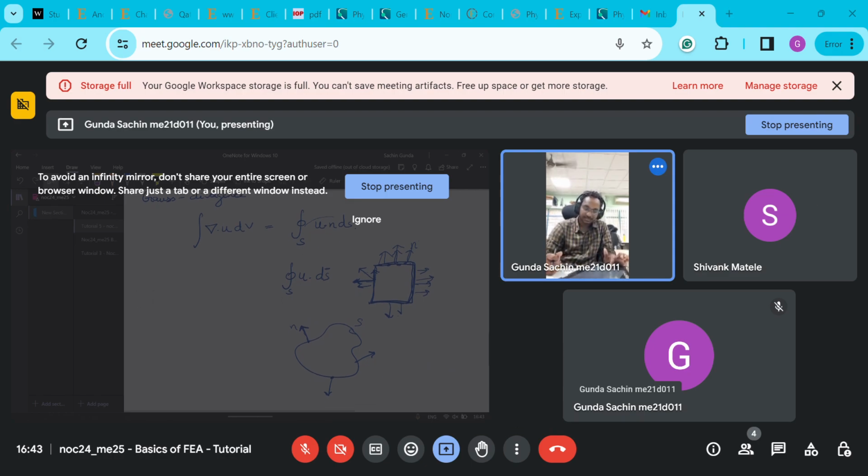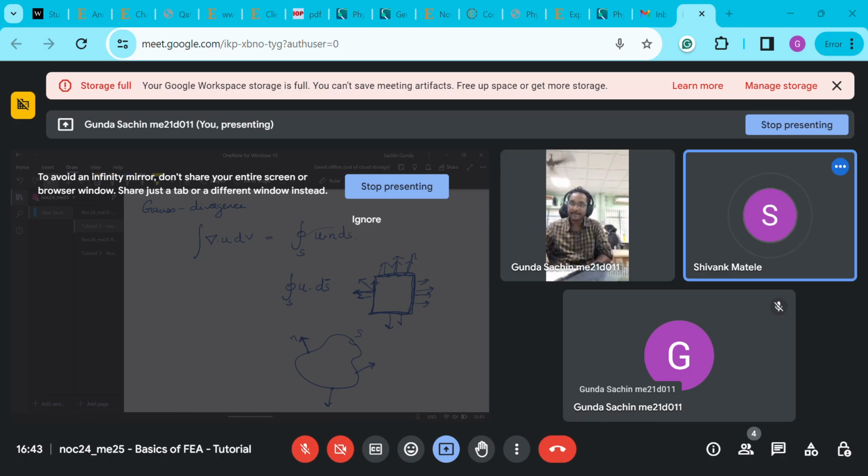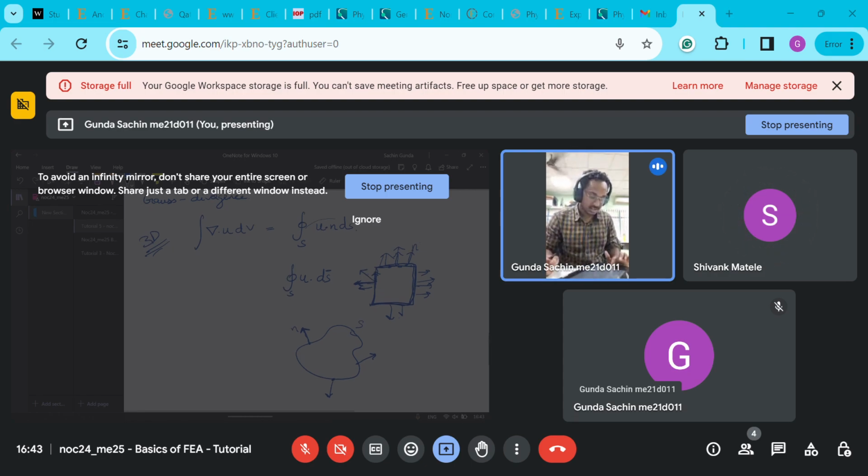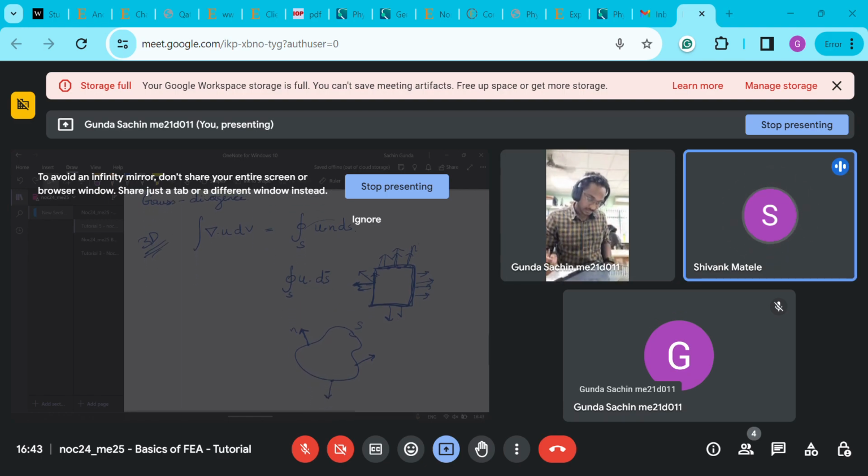So if you expand this concept to 2D or 3D, this is what you will get. Actually, this is for 3D. In 2D, you will get from surface to line integral. Yeah, that is what I'm looking into in the equation for 2D. Actually, this is 3D, not 2D. I'm showing it. There you will get from surface to line integral.